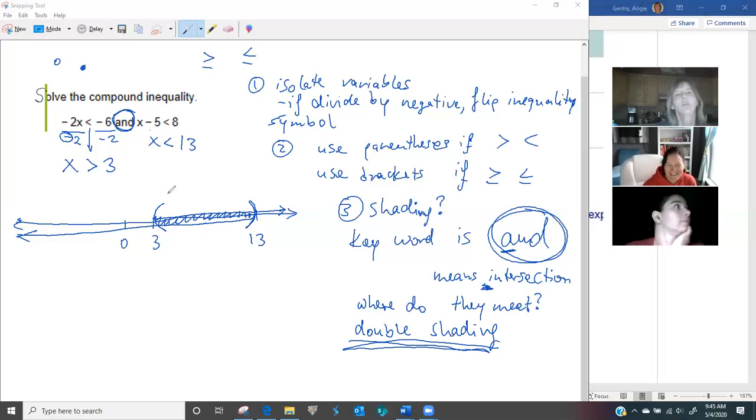In this case, the final answer graph would not have this piece here and that piece there. The final answer graph is just this piece. Then it says solve the compound inequality, and also put your answer in graph form and interval notation. For interval notation, I say simply drop it below the graph.